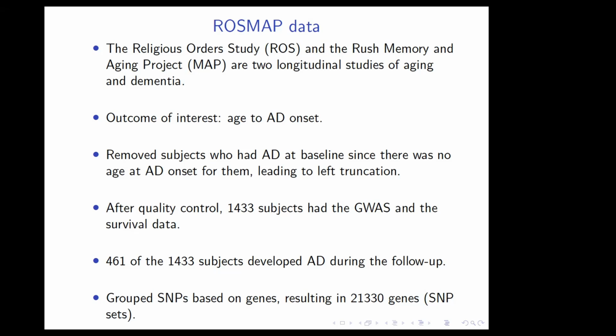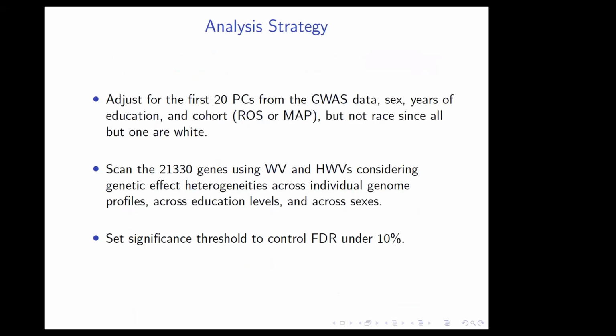So in the analysis, we did a gene-based GWAS. We grouped SNPs into genes, and in total, there are 21,330 genes. In the association test, we adjusted for the top 20 principal components of the genetic data, and we also adjusted for sex, education, and cohort.